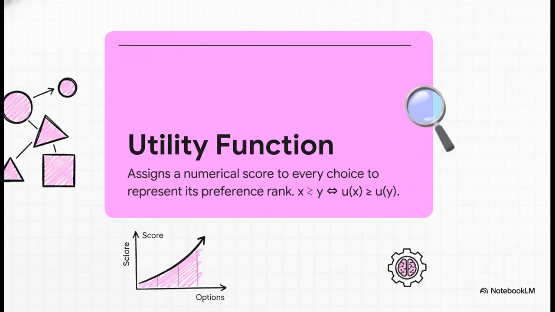So, if your preferences follow these 3 simple rules, if they're complete, transitive, and monotonic, then we can do something really powerful. We can represent them with math using something called a utility function. It's just a way of assigning a numerical score to every possible option, where a higher score means you like it more. Simple as that.